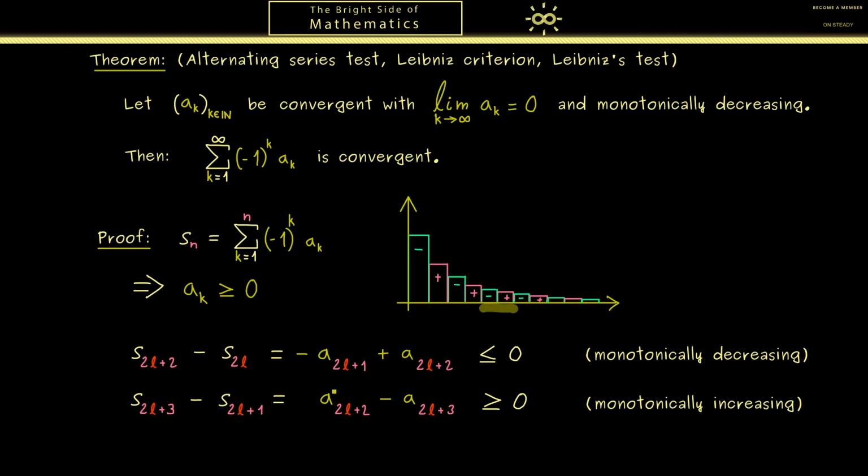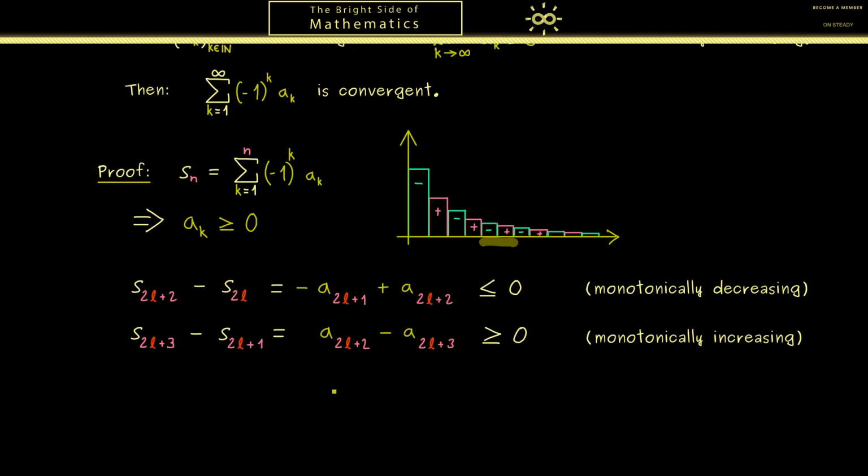Okay, then in the next step, let's compare both subsequences. In other words, what is the difference between the members with indices 2l plus 1 and 2l? Also, this is easy to calculate, it's simply minus a with index 2l plus 1, which is less or equal than 0. Hence, we get this inequality when we want to compare both subsequences.